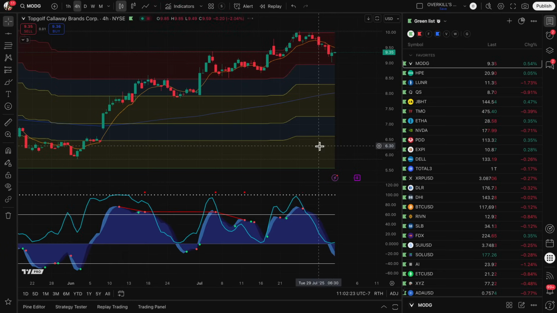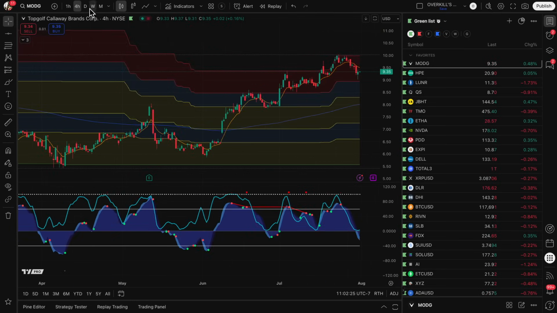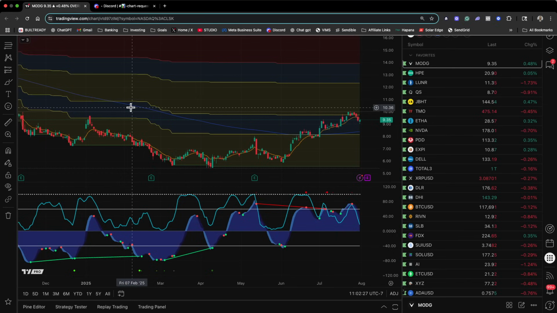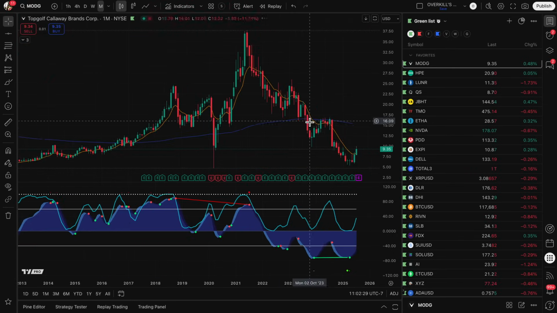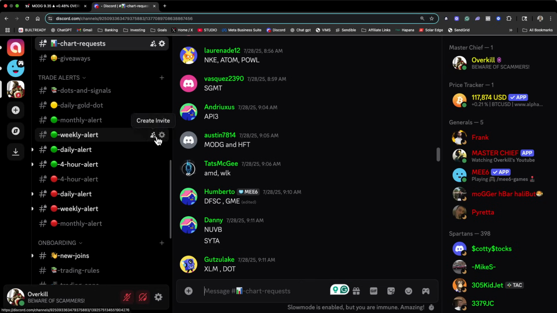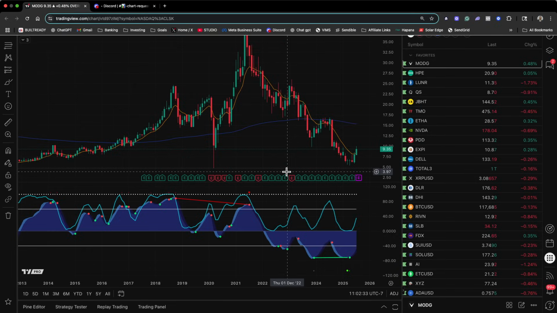So I'd play the daily or the 4 hour here, whichever one comes first. I would be buying MODG. This is Topgolf, and again, they got a lot of room to go. I think Topgolf's a great long here.